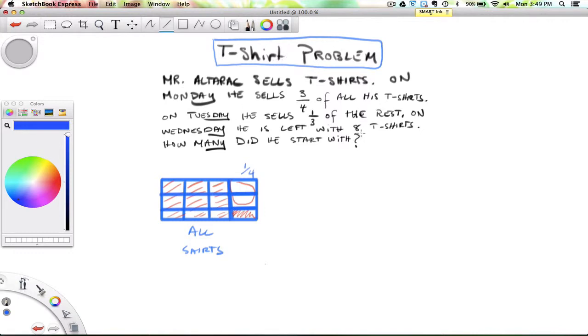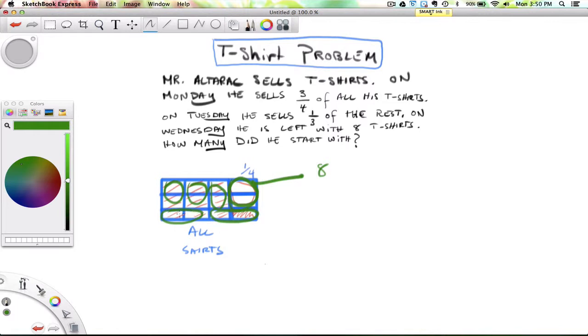And on this last day, Wednesday, Mr. Alterac is left with 8 t-shirts. So let's write that down over here. Let's choose a green color to write with, and these 2 boxes over here represent 8 t-shirts. So every pair of boxes, every 2 boxes like this is 8 t-shirts. So here's another 8 over here, here's another 8 over here, here's another 8 over here, here's another 8 down here, and here's another 8 down here.